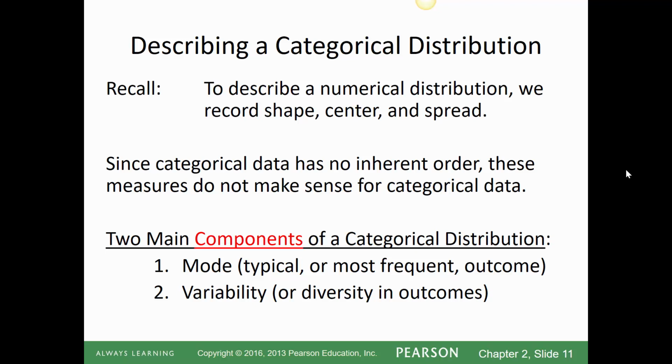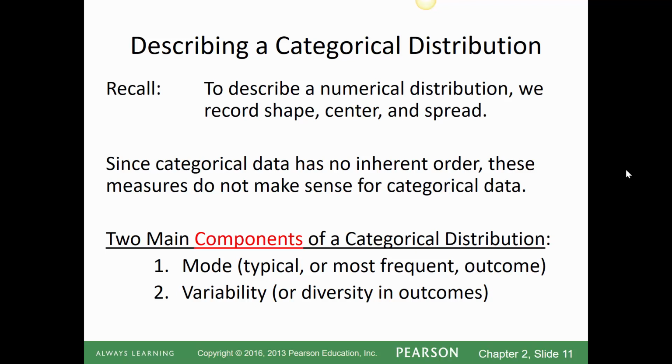So I made a note here. Since categorical data has no inherent order, these measures do not make sense for categorical data. So that's what I was trying to explain. Since we can just swap things around, it doesn't make sense, for example, to talk about shape, because we could just keep making different shapes with the same bar chart, and it would still be correct. I can just keep swapping bars around. So that clearly doesn't make sense.